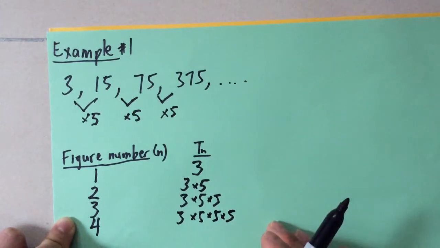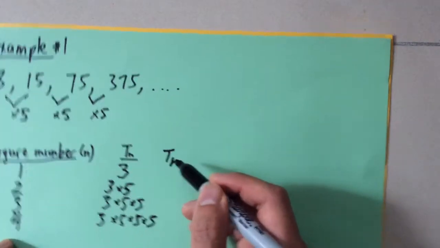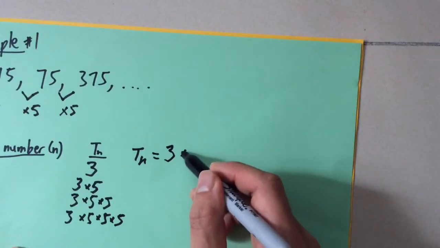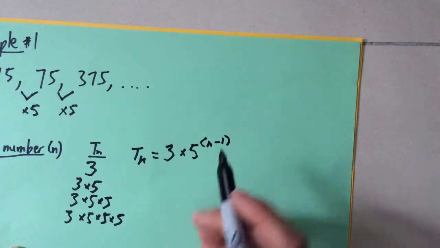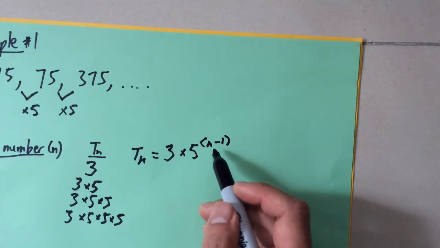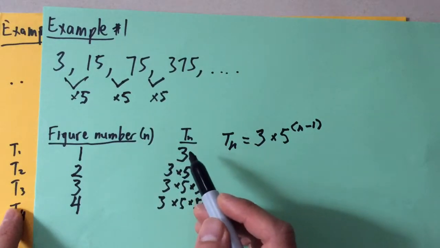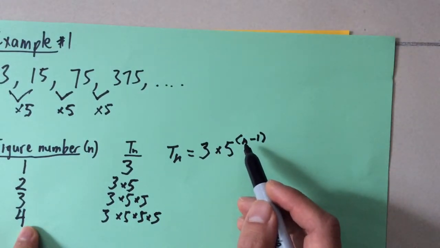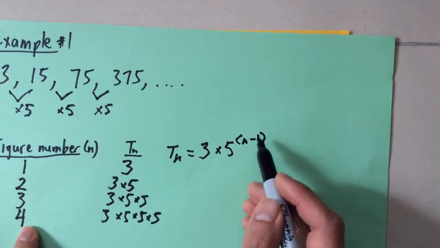So we can rewrite the formula as Tn equals 3 times 5^(n-1). Now, notice that we have the n minus 1 again, just like with the arithmetic sequence. Now, the reason for that is, on our first term, when we have t1, our value is simply 3. Okay? That means if we plug in the 1 here, we have 3 times 5 to the power of n minus 1, 1 minus 1, okay?